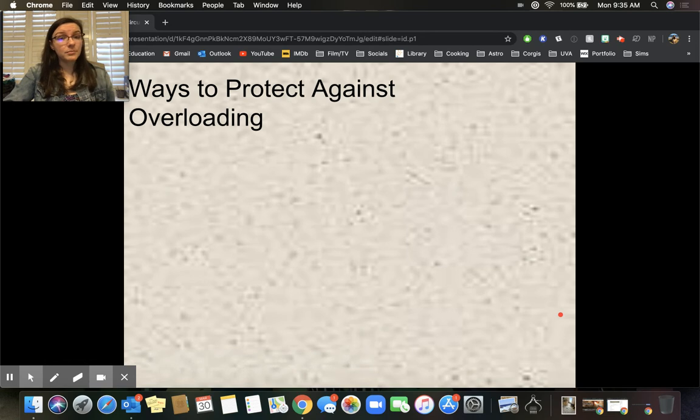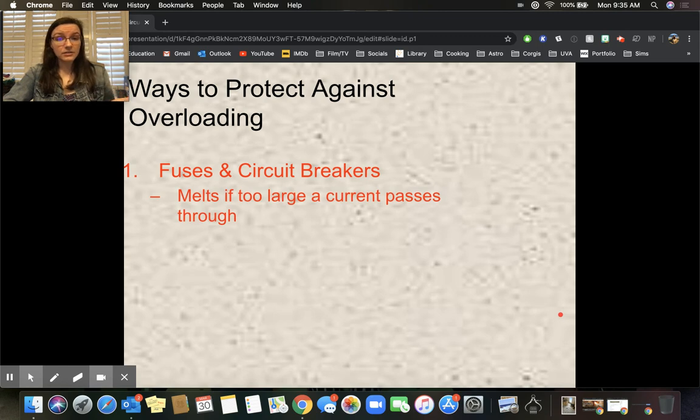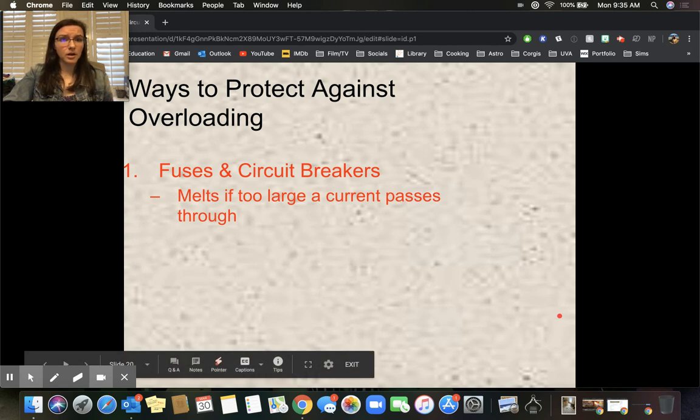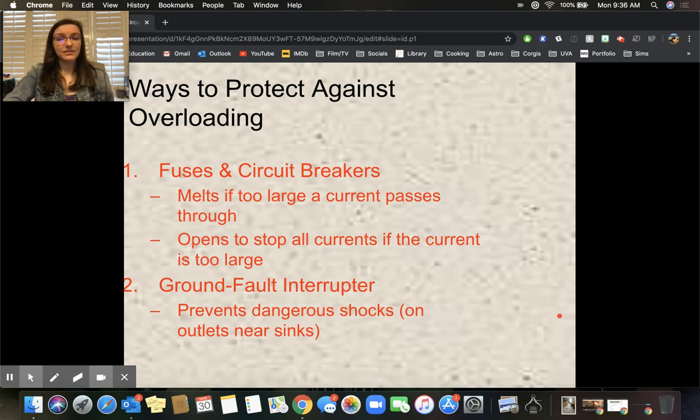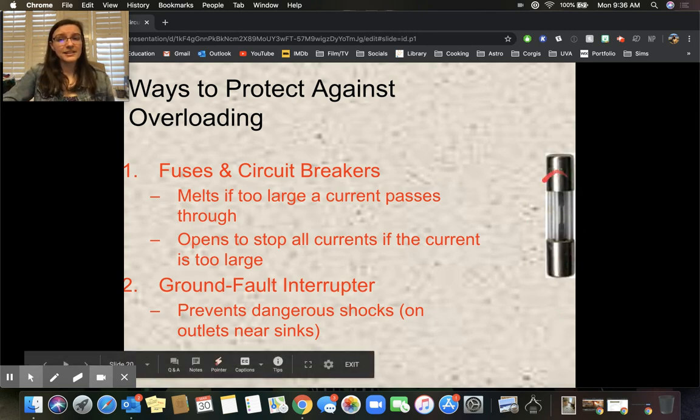There are a couple of ways you can prevent that from happening, like in your house, fuses and circuit breakers. Fuses will melt if the current that passes through is too large, which then will open the circuit or make that path not usable anymore. Ground fault interrupters prevent any kind of dangerous shocks. So you might have noticed on outlets near your sinks, you've got another little reset or test button. The outlets near your sink have special things built in to prevent any kind of dangerous shocks or overloading. So here's an example of a fuse.